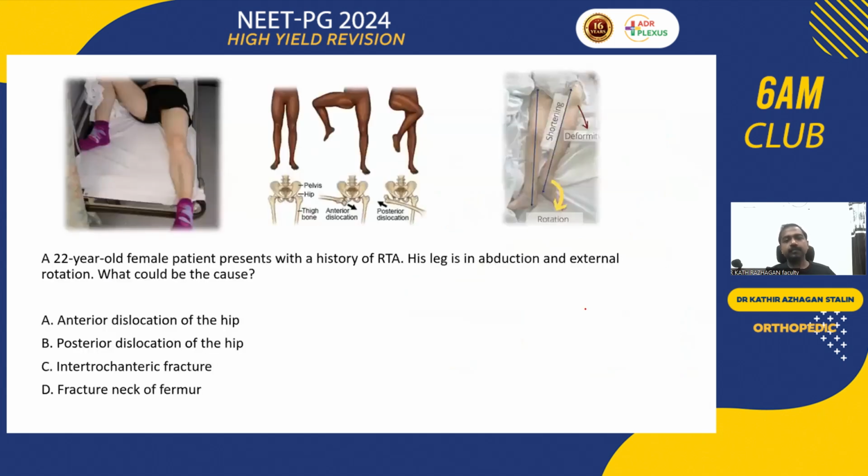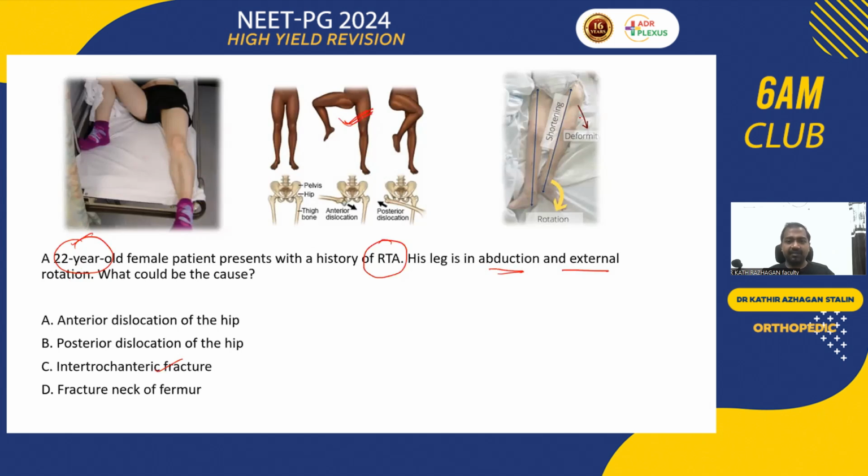Yes? A person is having abduction and external rotation, 22, history of RTA. I won't expect an intertrochanteric fracture in a 22-year-old person. And the classical abduction and external rotation with gross, can you see here? Anterior dislocation. The classical abduction and external rotation.